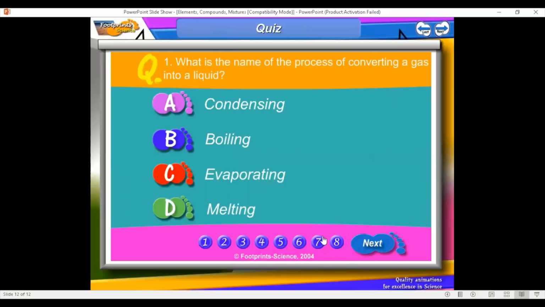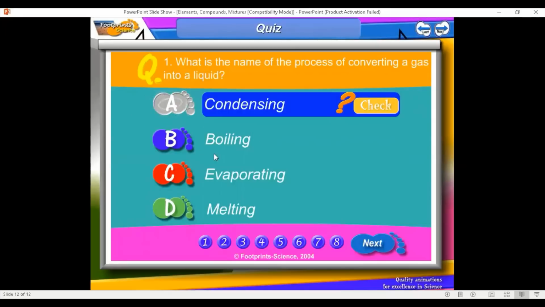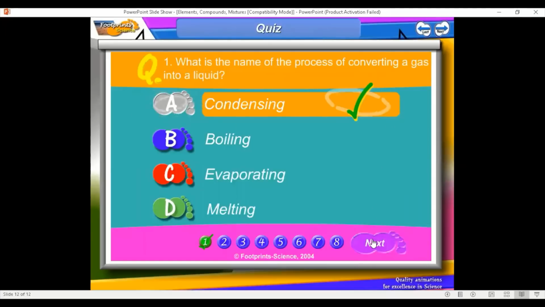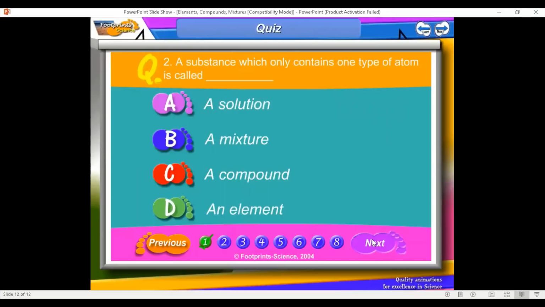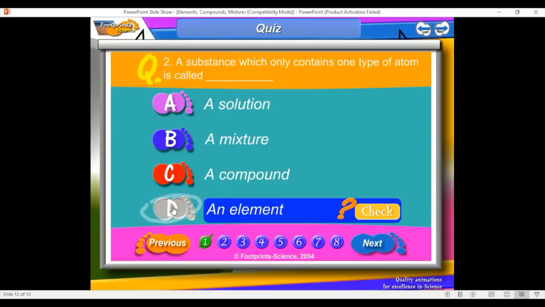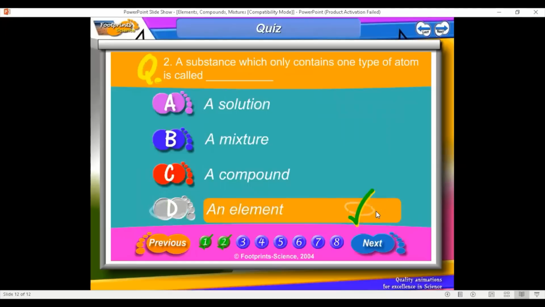Right, here's a little bit of a quiz. So, what is the name of the process converting a gas to a liquid? What do you reckon? Try that one. Gas to a liquid. Converting the gas to a liquid. There we go. Next. A substance which only contains one type of atom is called an element. Next, I mentioned that to you earlier.